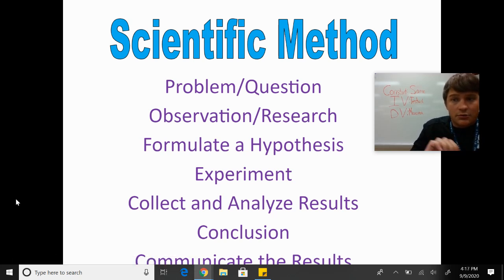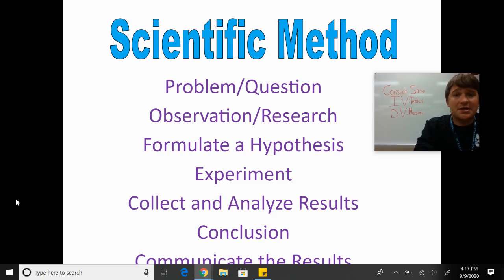asking a question or presenting a problem, doing some research and making observations. We'll formulate a hypothesis, conduct an experiment, collect and analyze those results from the experiment, and then eventually we're going to write a conclusion about the experiment and communicate those results.